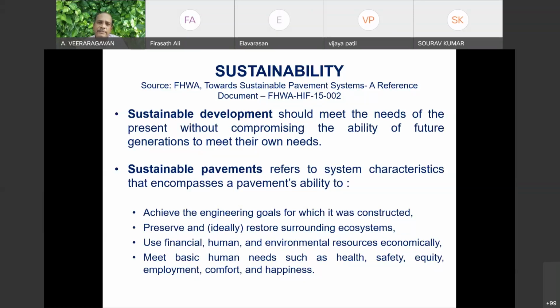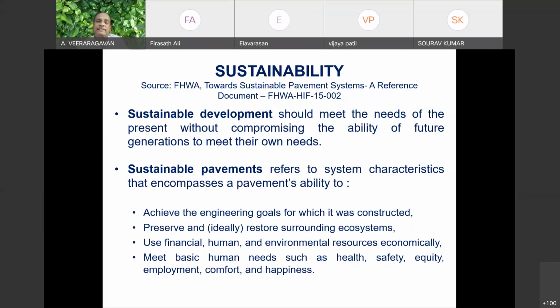Secondly, when I want to construct a pavement, how do I preserve the surrounding ecosystems? You cannot suddenly find a concrete road among a jungle where everything is green. Can I have green highways? So our highways should merge with the ecosystem. Thirdly, you should use financial, human, and environmental resources economically. Just because aggregates are available, you cannot keep on using them indiscriminately, constructing highways more and more and more. That is not sustainable. What are the environmental problems that we are creating?